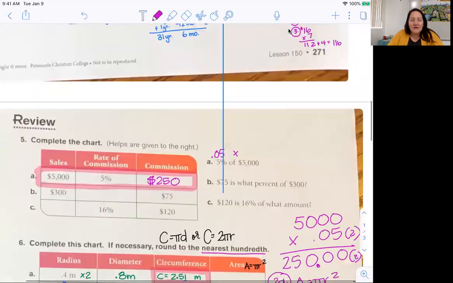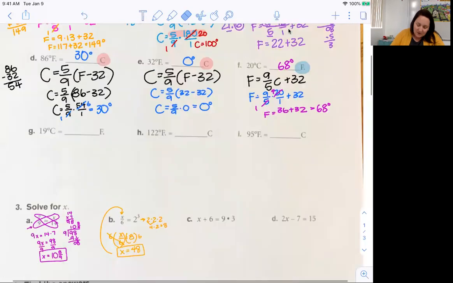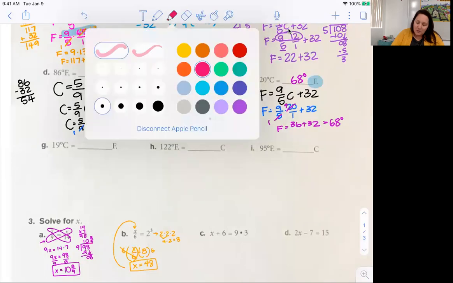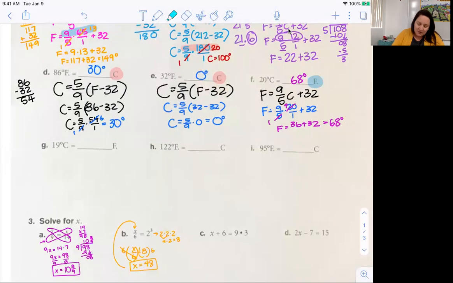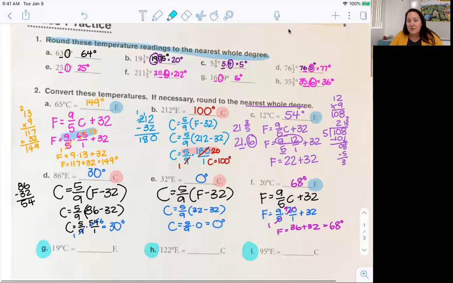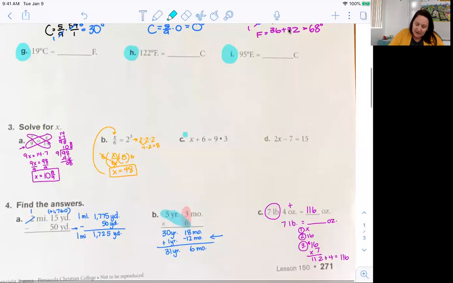Okay, so I'm going to go ahead and give you your work for tonight. You guys are all doing such an amazing job. So your work for tonight is as follows. You're going to do number 2, G, H, and I. Remember, you need to round to the nearest whole degree when you do these. So number 2, G, H, and I. Number 3, C and D.